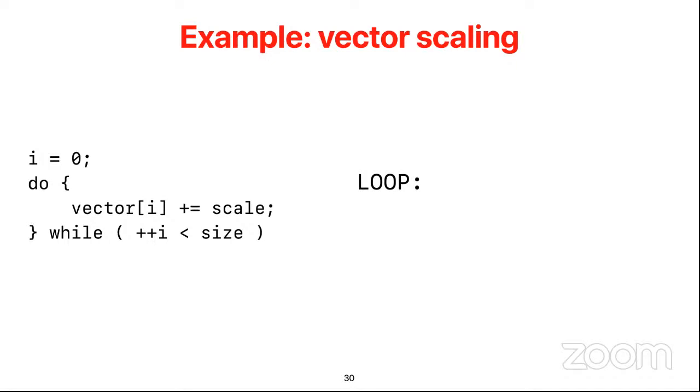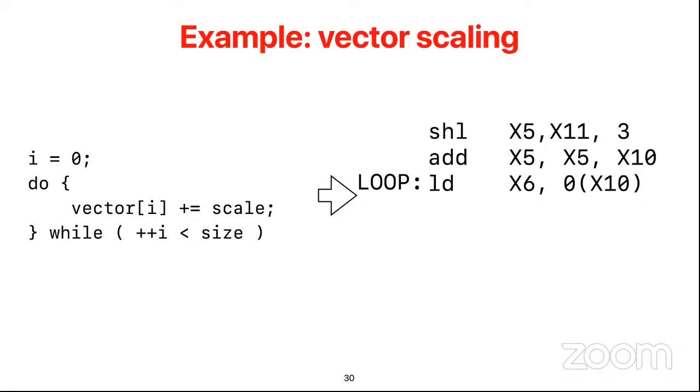So in the following problem, I will give you code for vector scaling. What we mean by vector scaling is that we add a scale to each element in a vector. A vector is stored as an array in your memory, and it's a loop that finishes depending on the size of your vector. If you translate it into assembly code in the RISC-V instruction set architecture, this is what it looks like.